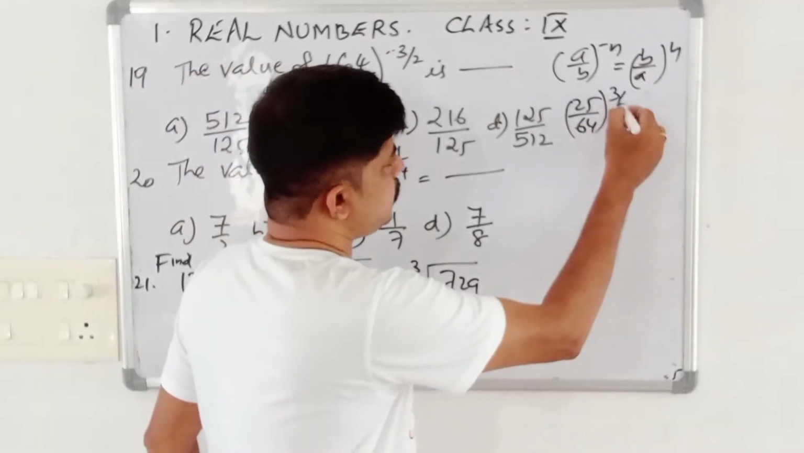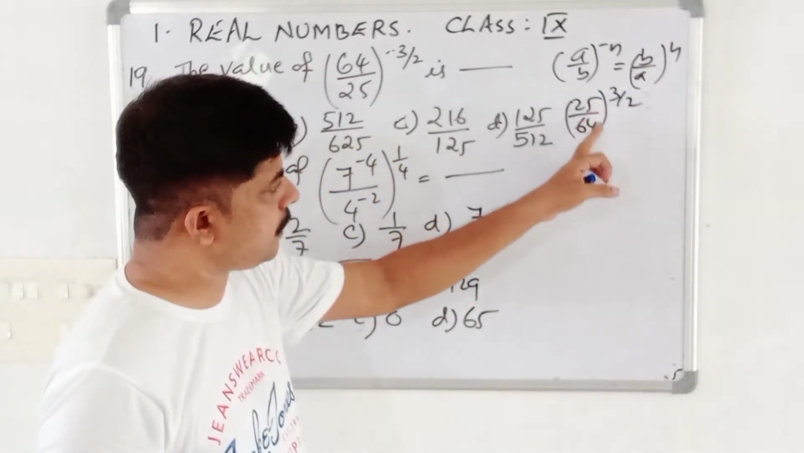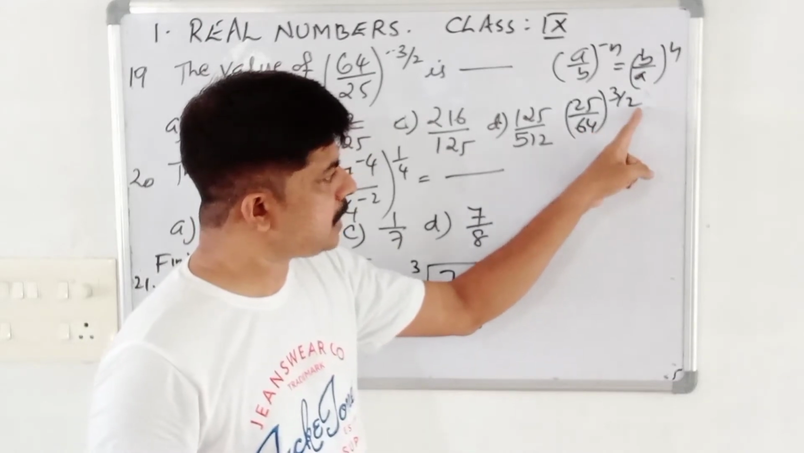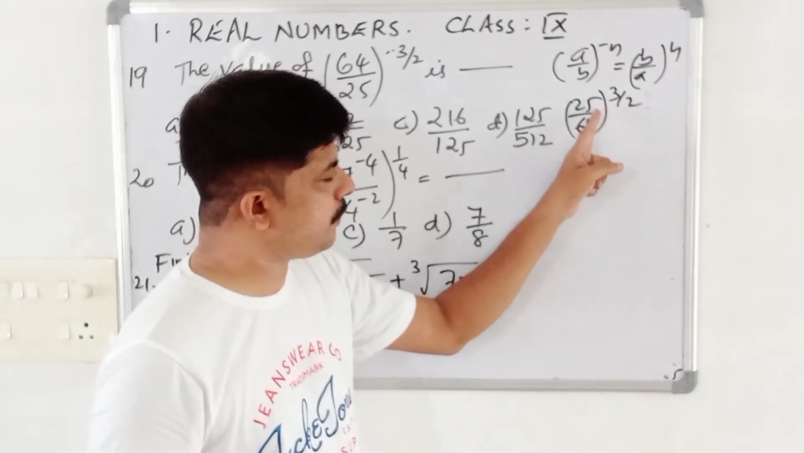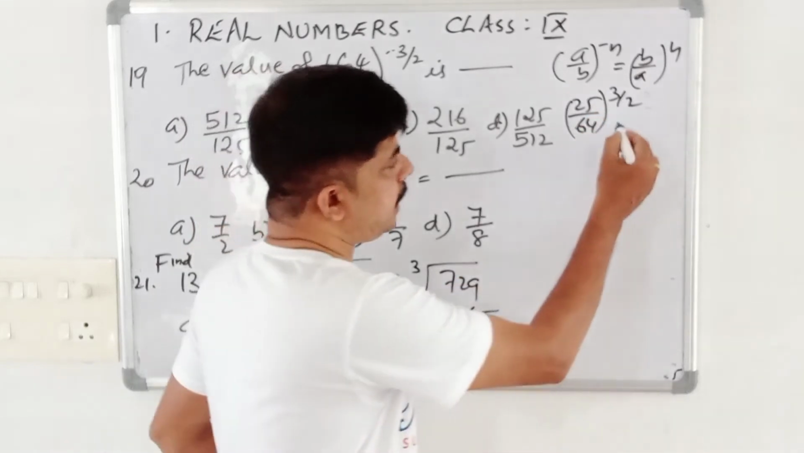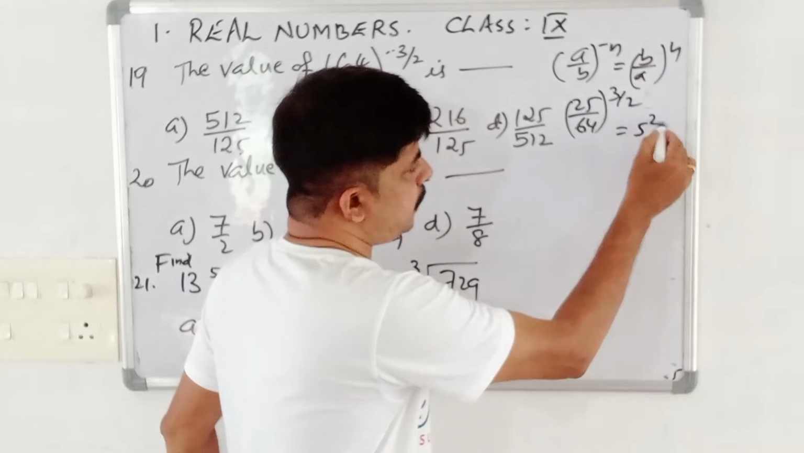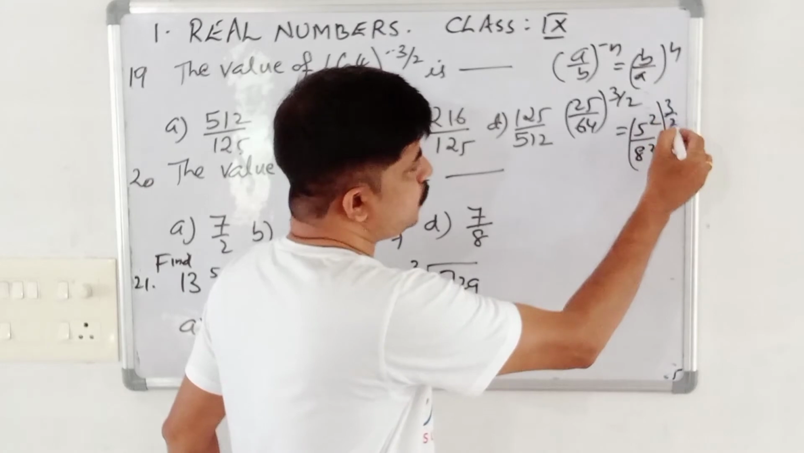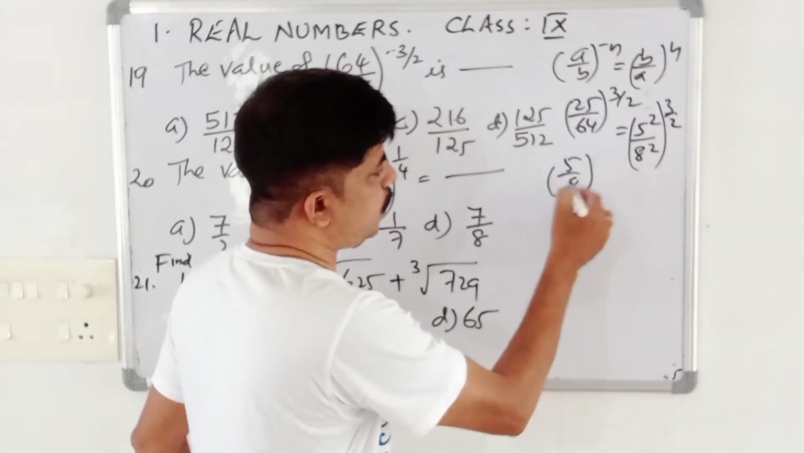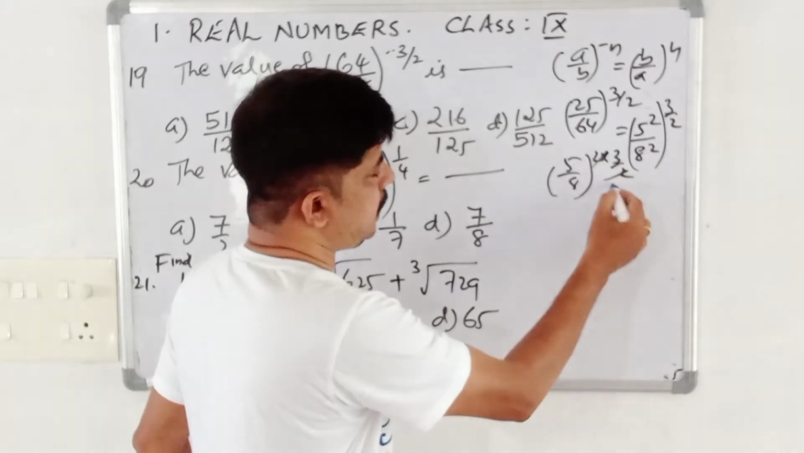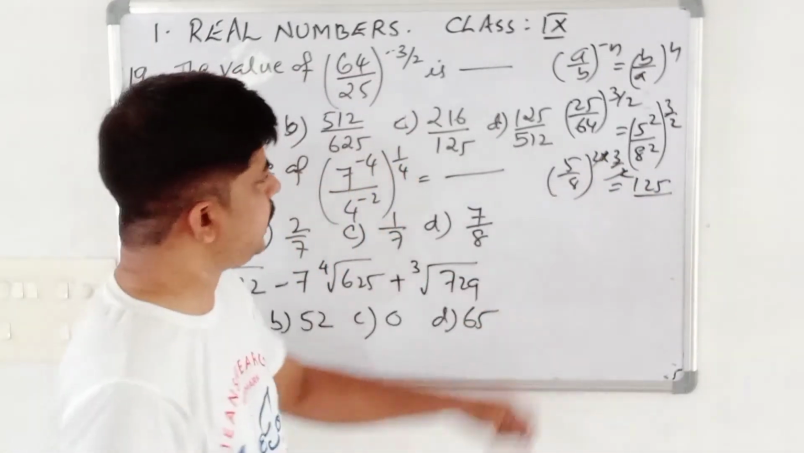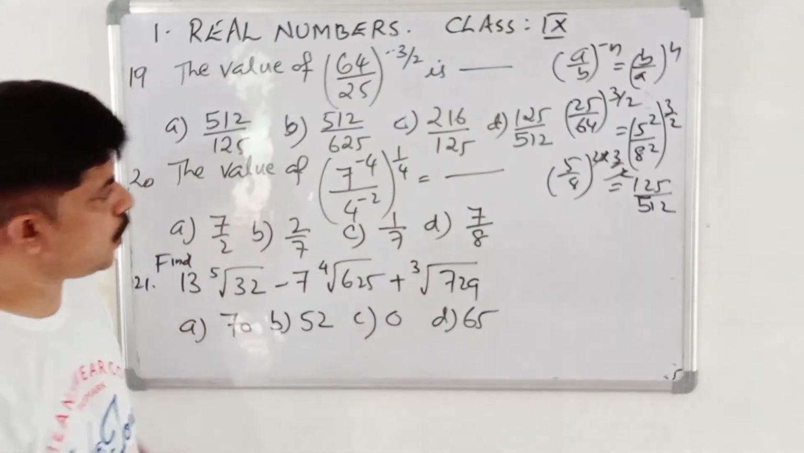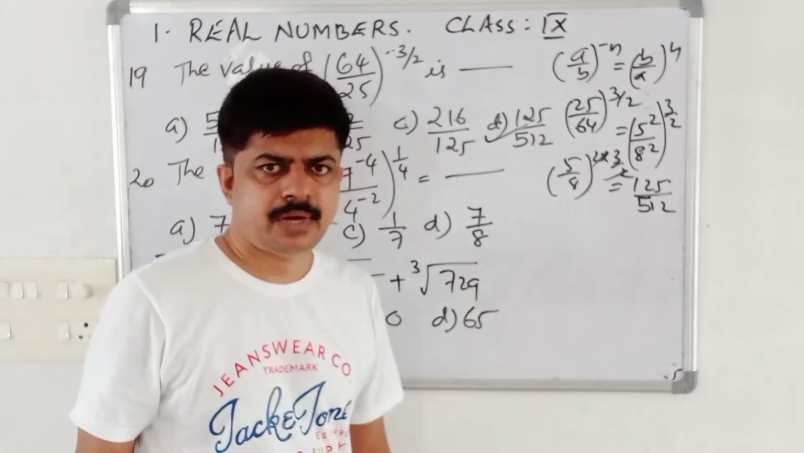25 by 64 whole raised to 3 by 2. You know that 25 and 64 are square numbers. Since the denominator is 2, we want to write in the square form, the exponential form. We can write 25 as 5 square, and 64 as 8 square. We have 3 by 2, so 2 can be taken common into 3 by 2. Therefore 2 is cut. Therefore 125 by, 8 three times, how much? 512. 8 three times we can get 512. Therefore our correct answer is option D, 125 by 512.